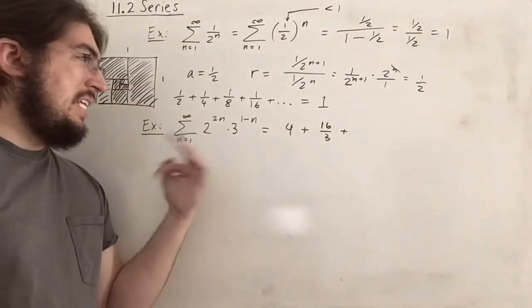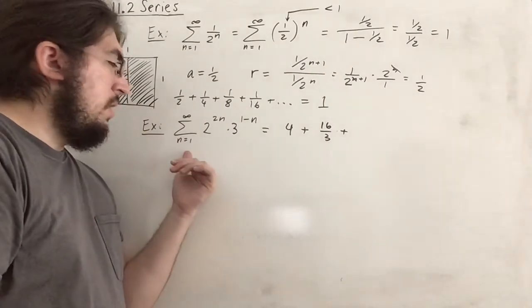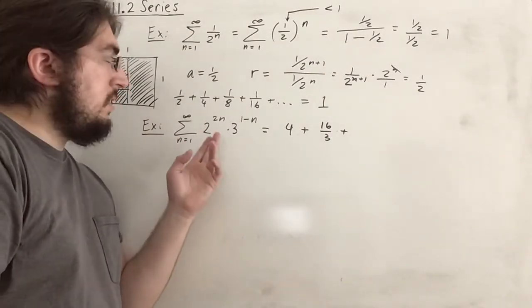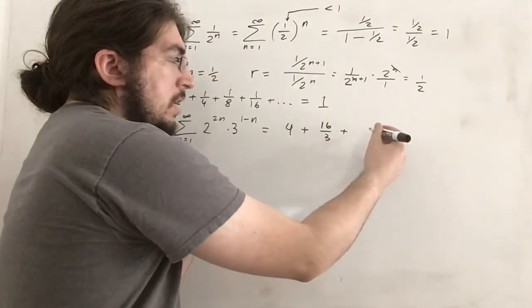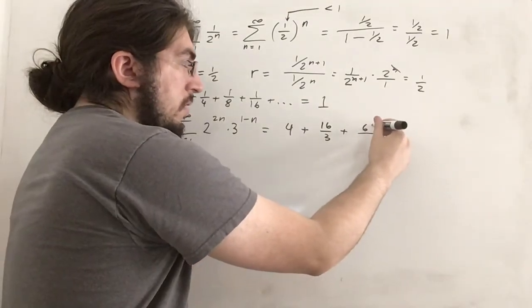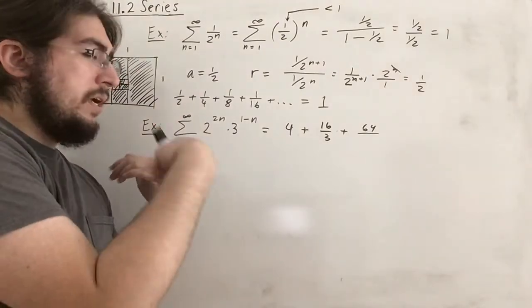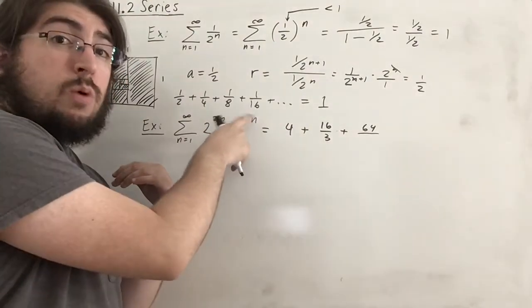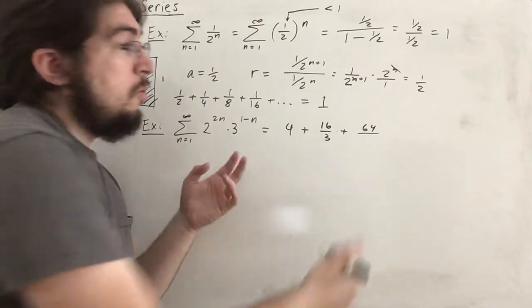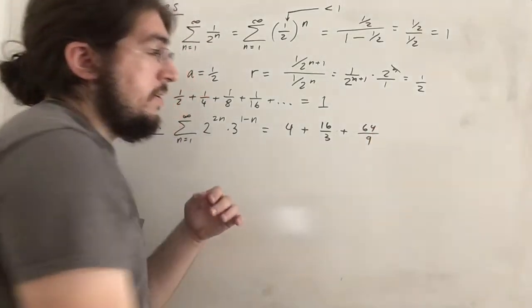Plus, the next term would be, we're going to plug in 3 now, so that's going to be 2 to the 6. 2 to the 6 is 64. And the denominator will be, since we're plugging in 3, 3 to the 1 minus 3, which is 3 to the negative 2, which means there's a 9 in our denominator.